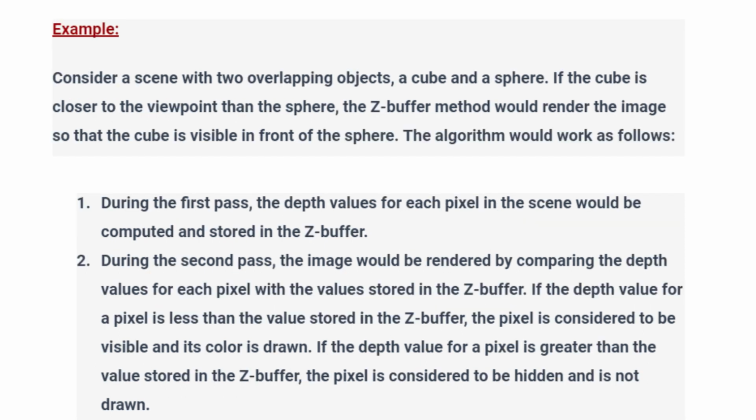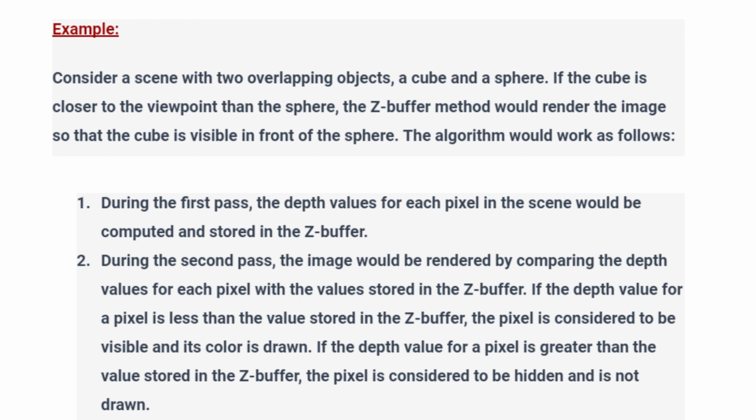Example: consider a scene with two overlapping objects, a cube and a sphere. If the cube is closer to the viewpoint than the sphere, the Z-buffer method would render the image so that the cube is visible in front of the sphere. The algorithm would work as follows.